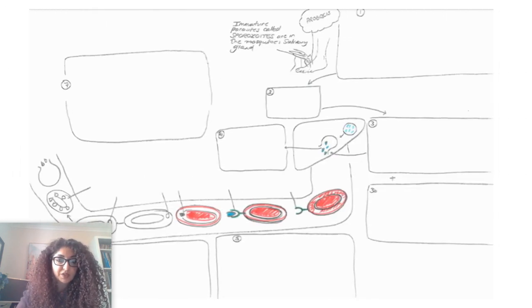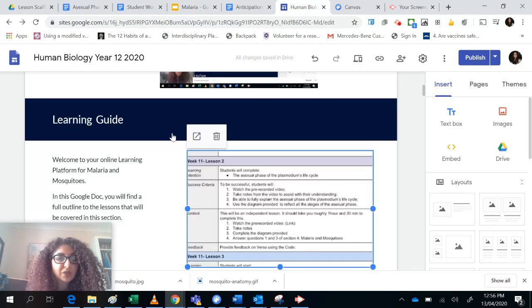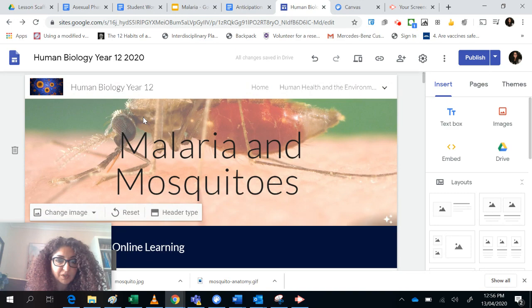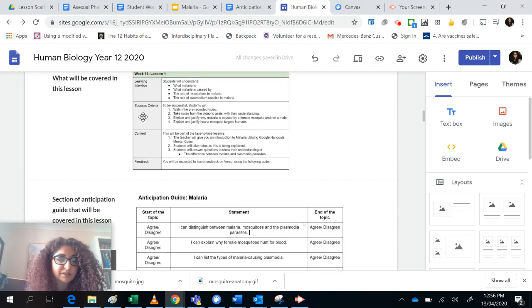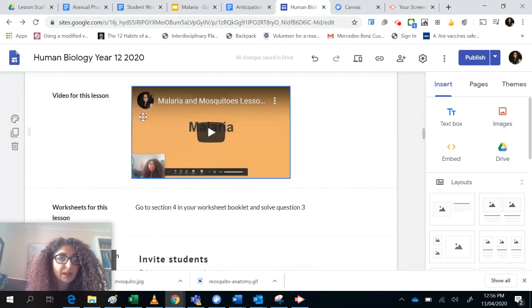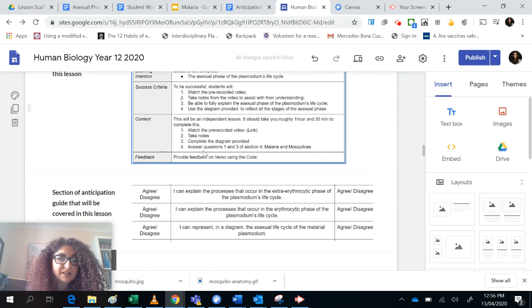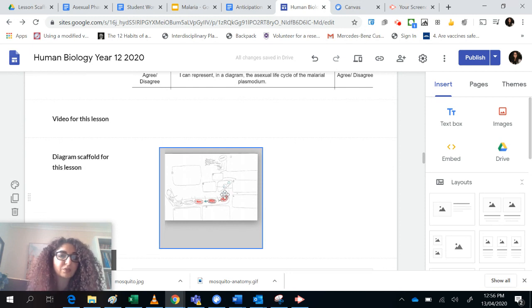All right, so there's actually this diagram that I've provided for you as a scaffold, and I'm just going to take you to the website so that you know where that is. So I'm just in Malaria and Mosquitoes on our website, and I'm just going to move down to the breakdown of the lessons. And if you would go to lesson 2, so here's lesson 2. This is what I just covered with you, as well as the anticipation guide. Here is the scaffold right here.